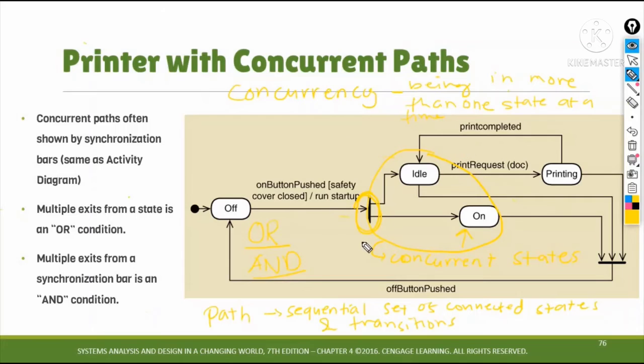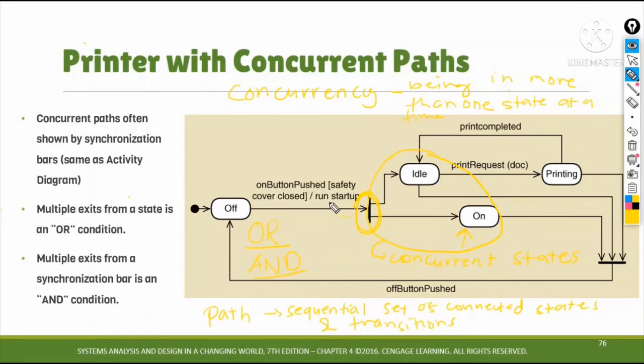In this figure, the path with the idle and printing states is parallel with the path with the on state. So there are two paths here: one for the idle to printing, and the other path is in the on state. In other words, the printer will be either idle or printing.